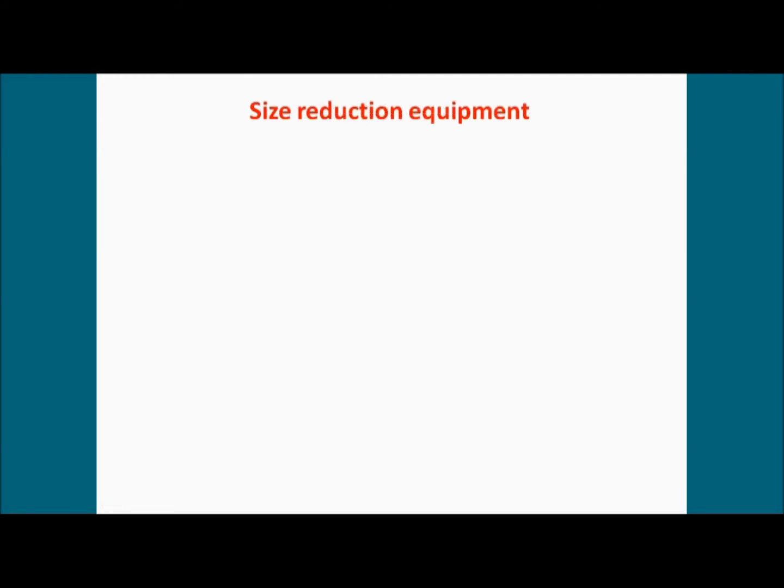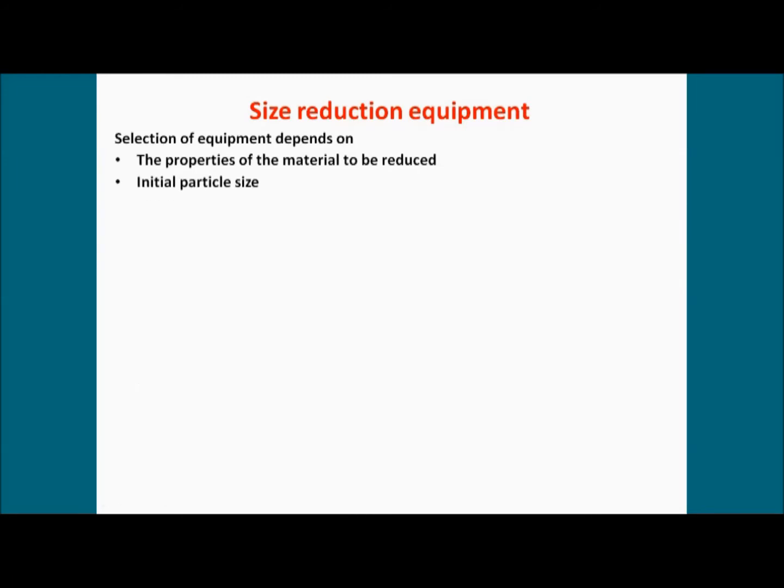Now, the size reduction equipment. See, the selection of the size reduction equipment depends on many factors. First of all, it depends upon the properties of the material to be reduced. We have to first consider the property of the material, whether it is abrasive, whether it is tough, or whether it is soft. We have to first determine the property of the material, then only can we select the equipment, right? Next, the equipment selection also depends upon the initial size of the particle.